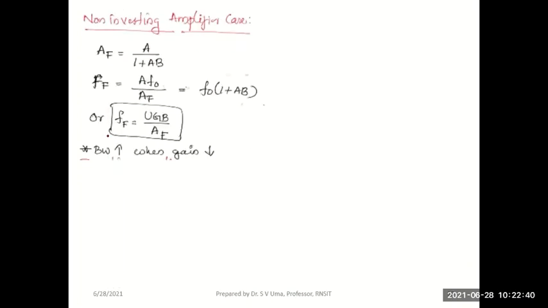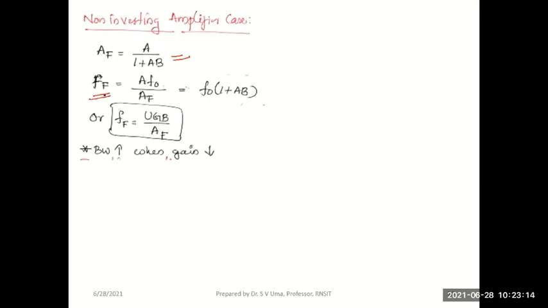Now let's try to define this for non-inverting and inverting amplifiers. We already know that in a non-inverting amplifier, the gain with feedback is gain without feedback divided by the factor 1 plus A beta. This is constant for any feedback amplifiers. Wherever we use negative feedback, this factor will remain unchanged.